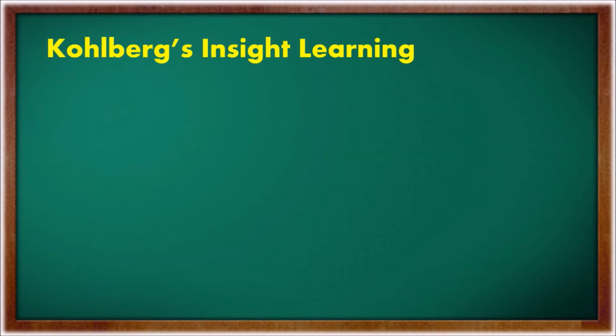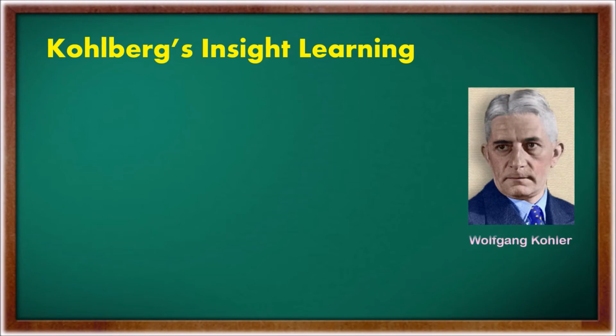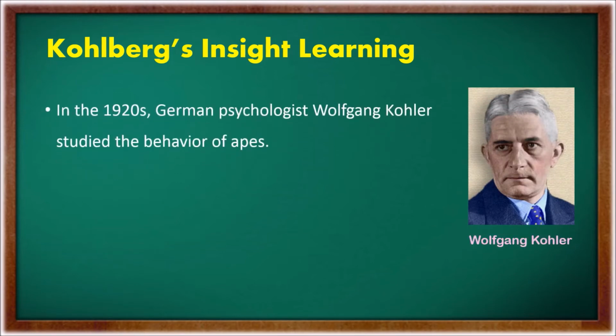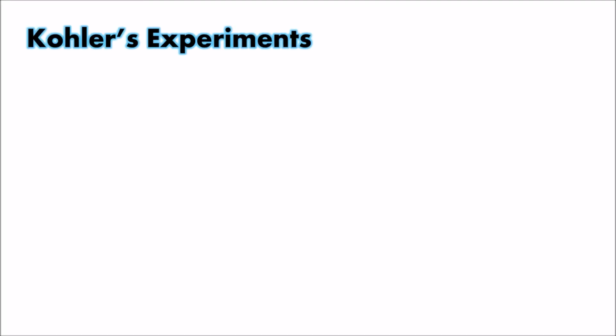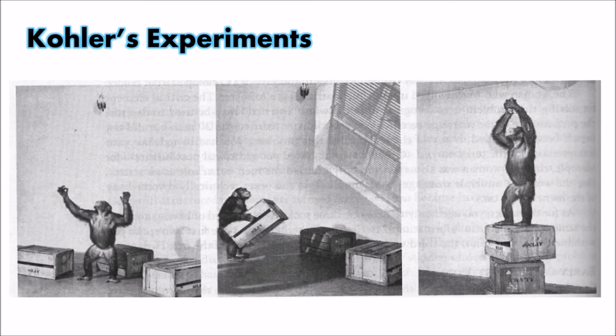Kohler's insight learning. In 1920, German psychologist Wolfgang Kohler studied the behavior of apes. He designed a few experiments that led to the development of one of the first cognitive theories of learning, which he called insight learning. Kohler's experiment. Kohler conducted many experiments with chimpanzees to describe the term insight. These experiments are the illustration of learning by insight.